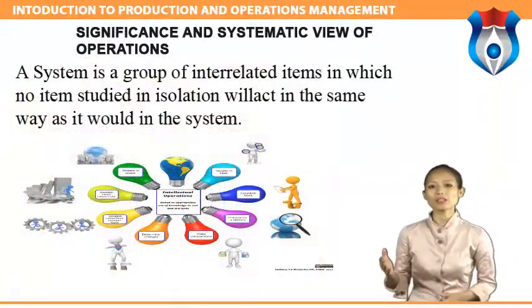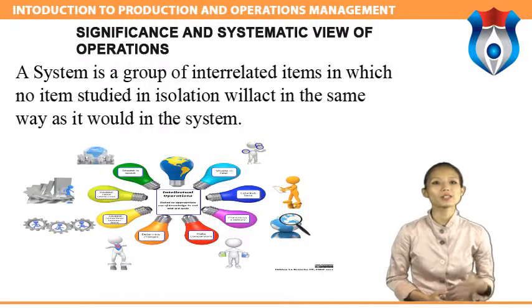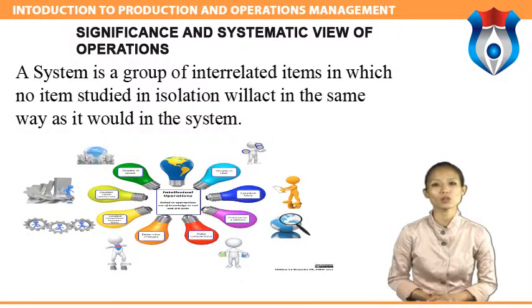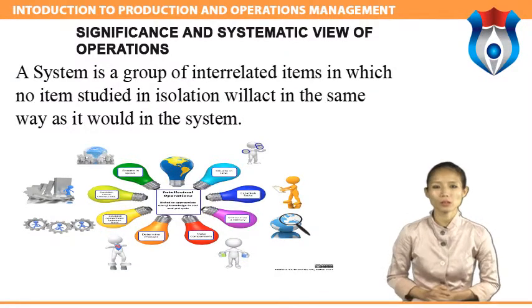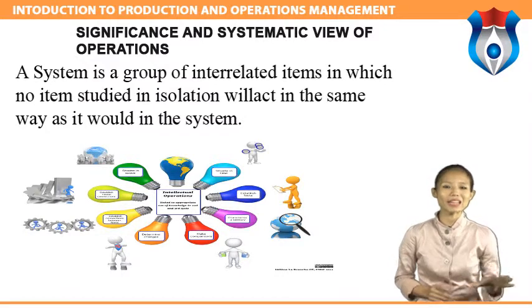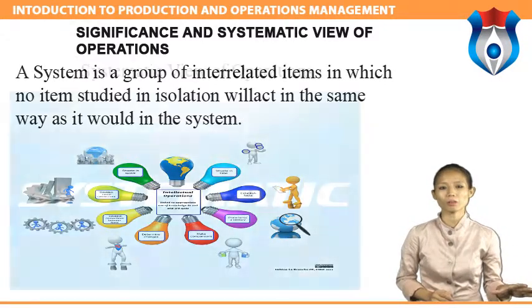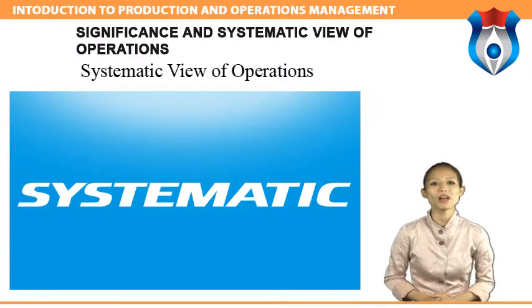Now we will study the significance and systematic view of operation. A system is a group of interrelated items in which no item studied in isolation will act in the same way as it would in the system. A system is divided into a series of parts or subsystems, and any system is a part of a larger system. Systematic view of operation. The system boundary defines what is inside the system and what is outside.